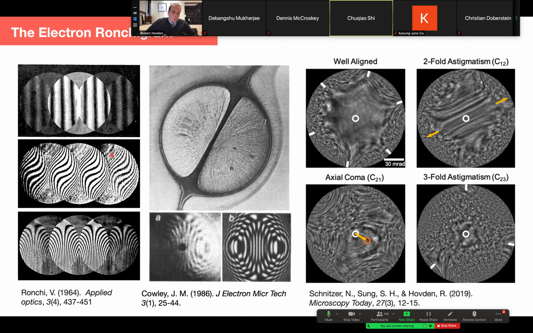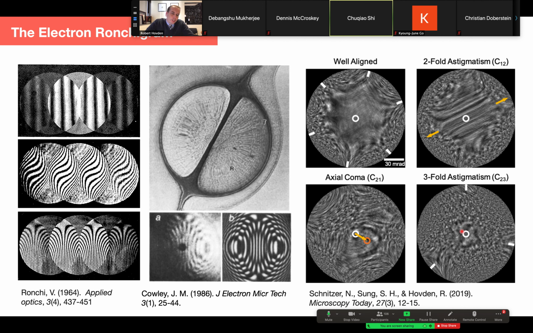So in the soupy grist of these Ronchigrams exist patterns that trained electron microscopists can use to immediately assess the quality of an instrument's alignment. The presence of low-order aberrations like this twofold astigmatism can be seen as a stretching of the region of high magnification. Axial coma shifts the center of the Ronchigram. Threefold astigmatism adds threefold symmetric lobes to the Ronchigram.